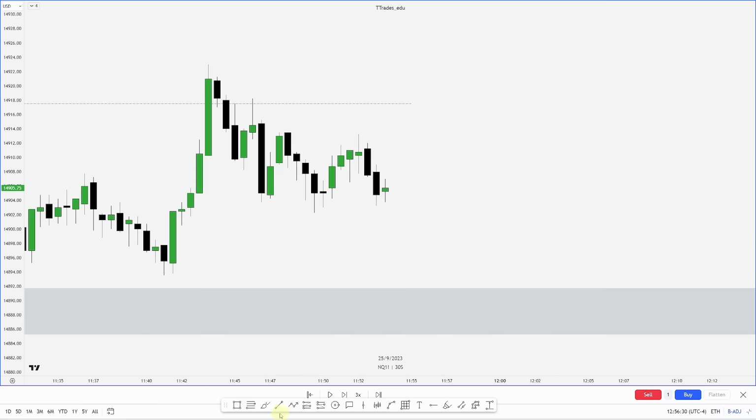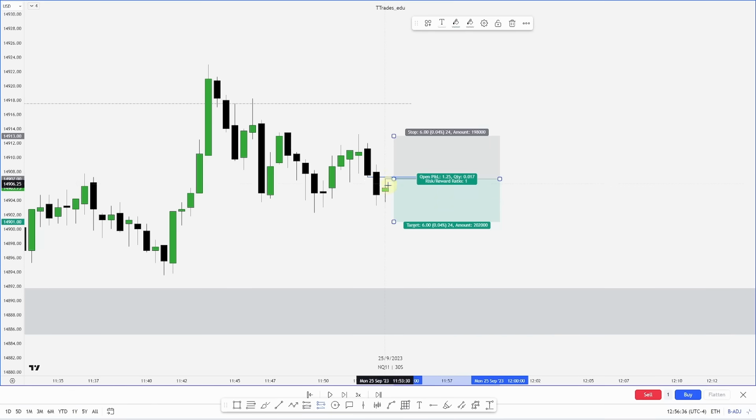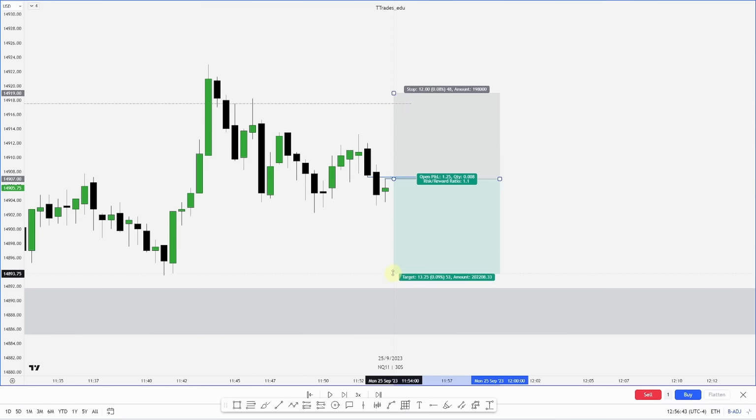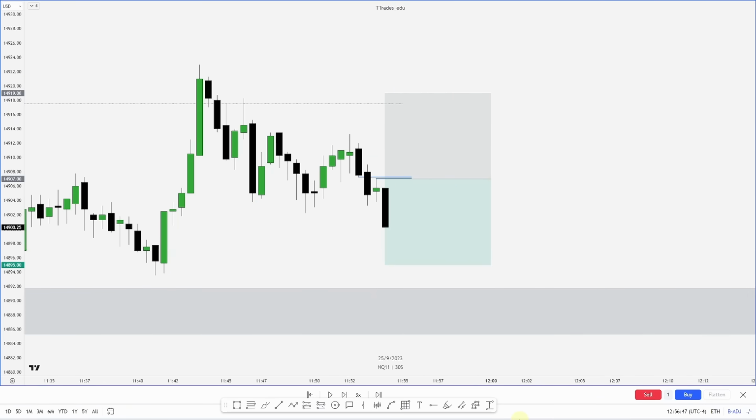So right here, we have a small little fair value gap. Looking to enter there, I would put my stop here. I'd have a fixed 12-point stop. And then I would be looking for a 1-to-1, like so. Let's see how this works out.